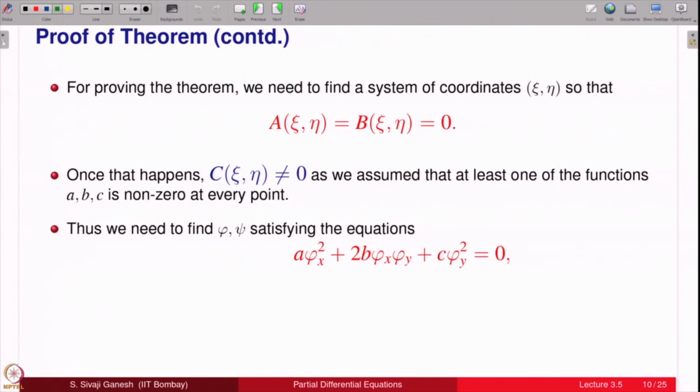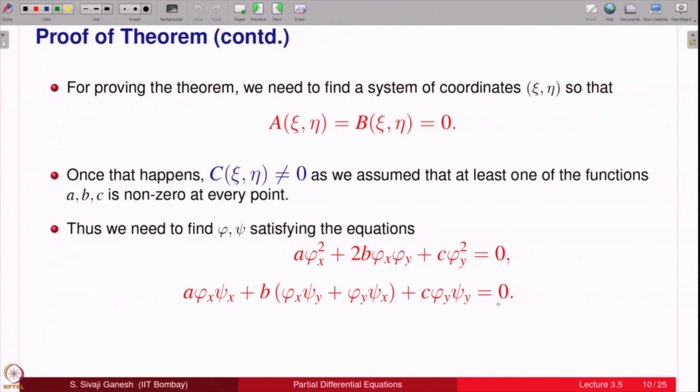So, thus we need to find the functions phi and psi such that phi satisfies this equation. This is basically A equal to 0, and phi and psi satisfy this equation, that is equation B equal to 0. If you observe, the first equation involves only phi and the second equation involves both of them. So, we may say that there is a coupling between phi and psi, the system couples both of them, but in some kind of weak coupling, because one equation does not have psi at all, the other one has psi, but once you know phi, it is an equation only for psi.